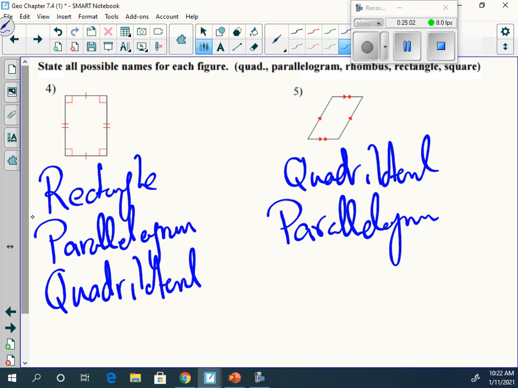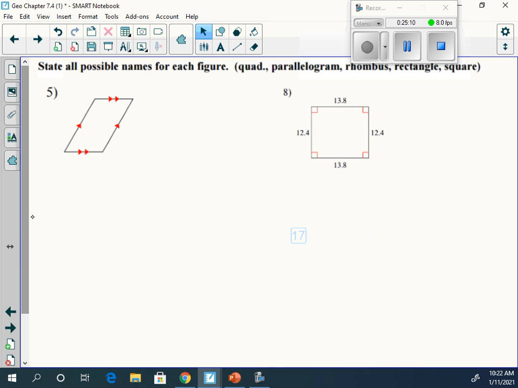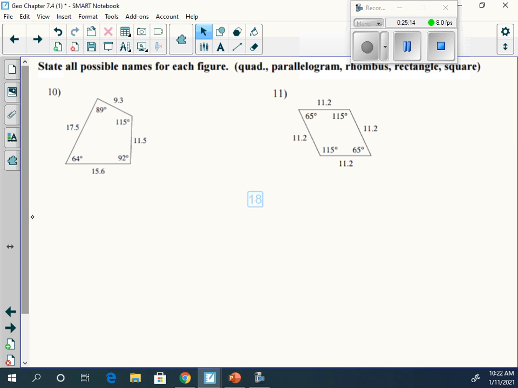So for this here, we can just say it's a parallelogram. Now, it could be a rhombus, but we don't know for sure because we haven't been told anything else. But that's it. And I think we're good with those. I think these are the last two. We'll do these here, and then we are done for today.